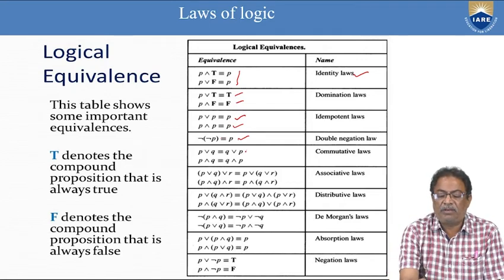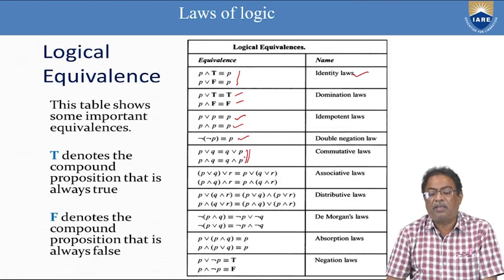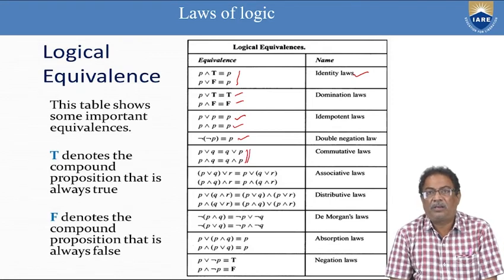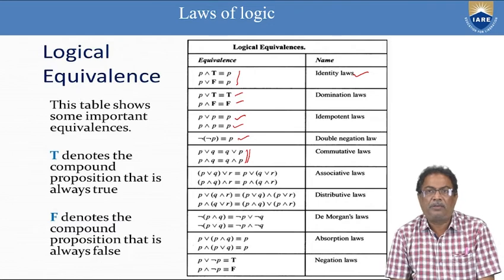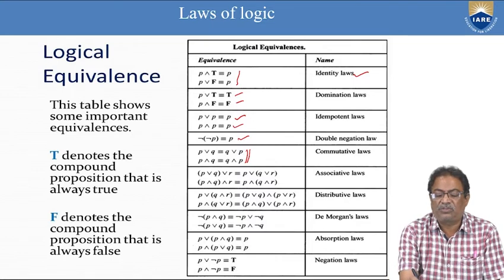And commutative laws. That means we can take P or Q or Q or P, or P and Q or Q and P. Both will give the same value. Next, associative laws.